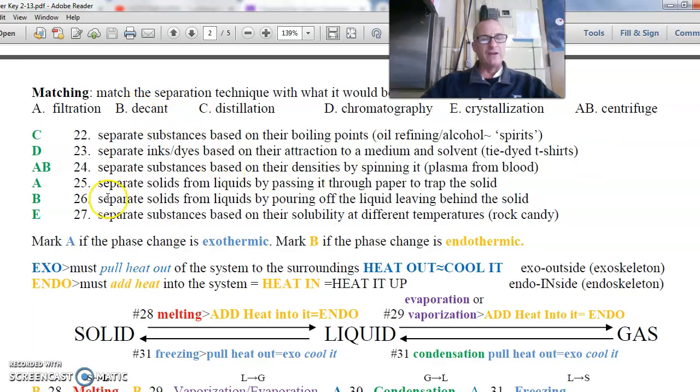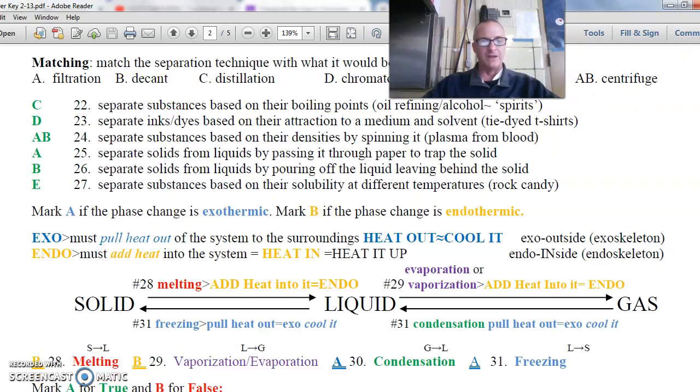22 to 27 are also definitions of ways to separate mixtures. So we're not going to go over these questions in the help video. This is more straight definition versus understanding concepts and content. But if you have questions, we will be happy to address those. So just let me know through email, send me the number.